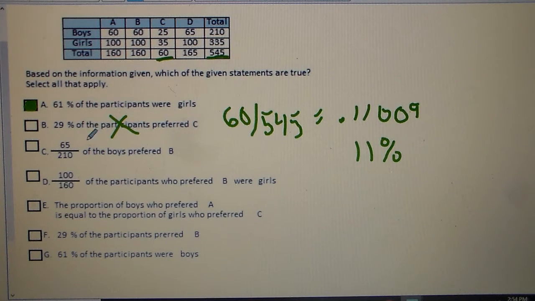So option C: 65 out of the 210 of the boys preferred B. Referring to the boys, we're just focusing on the boys here. So 65 of the boys preferred B. So we have 60 of the 210 boys. Remember, we're just referring to just the boys, so we're focusing here on our chart. So 60 of the 210, not 65, preferred B. So this one is also incorrect. So we don't mark it.